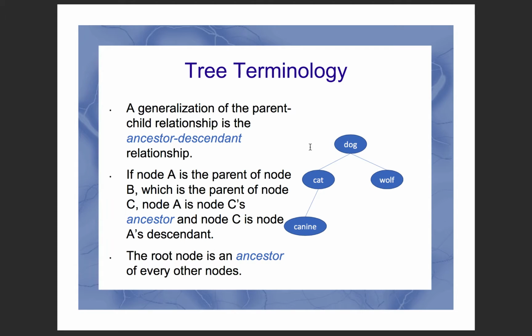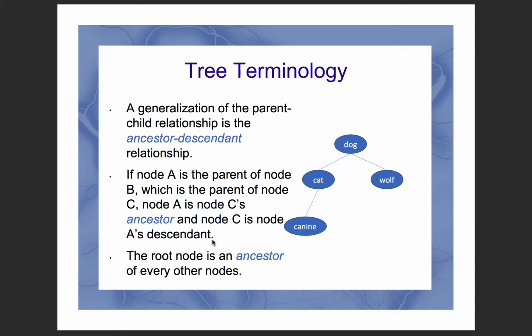Similarly, as we were saying, dog is a parent of cat and cat is a parent of canine. So you can say that dog is an ancestor of canine, and canine is a descendant of dog. So this is the concept of the ancestor-descendant relationship.